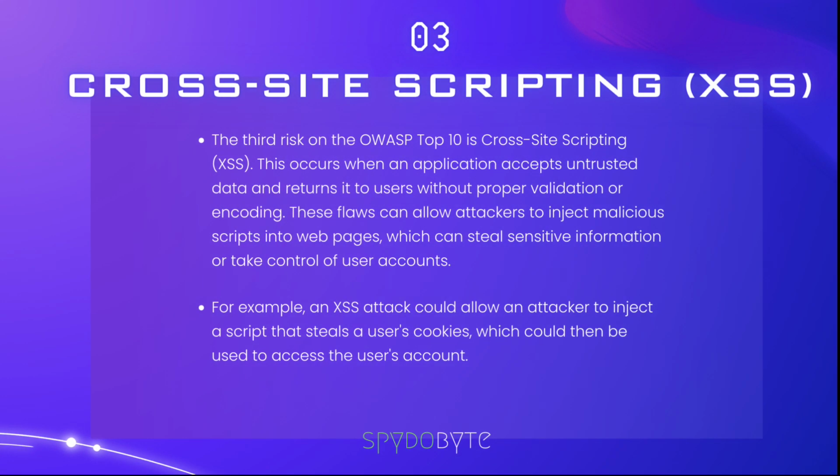3. Cross-site scripting, XSS. The third risk on the OWASP Top 10 is cross-site scripting, XSS. This occurs when an application accepts untrusted data and returns it to users without proper validation or encoding. These flaws can allow attackers to inject malicious scripts into web pages, which can steal sensitive information or take control of user accounts. For example, an XSS attack could allow an attacker to inject a script that steals a user's cookies, which could then be used to access the user's account.